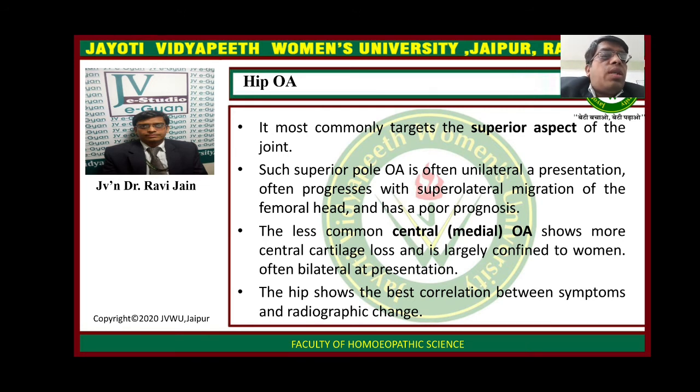The less common is central, that is medial osteoarthritis. It shows more central cartilage loss, is largely confined to women, and is often bilateral in presentation. The hip shows better correlation between the symptoms and the radiographic evidence.